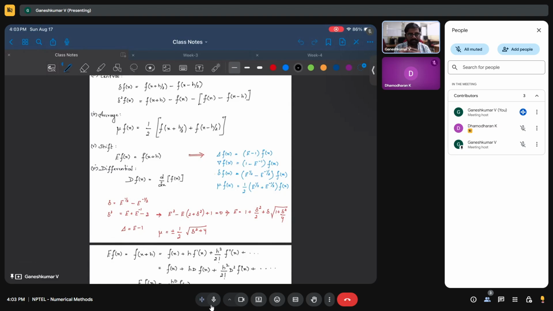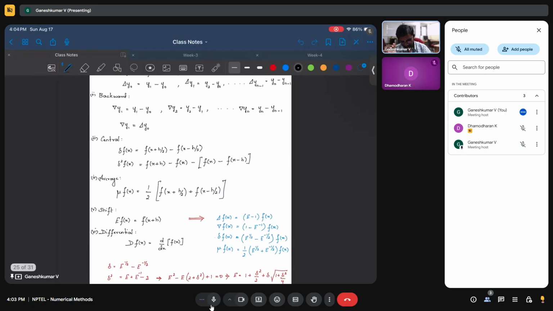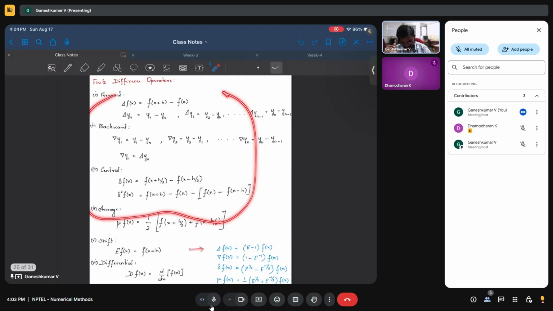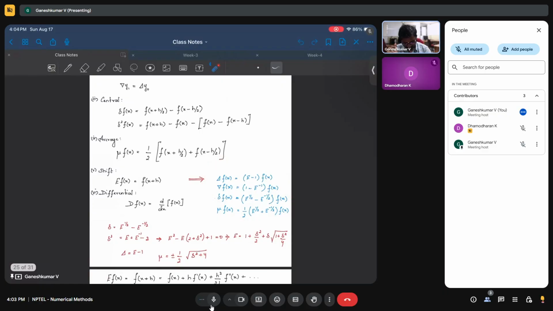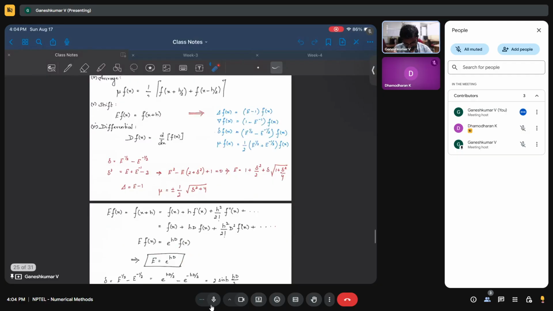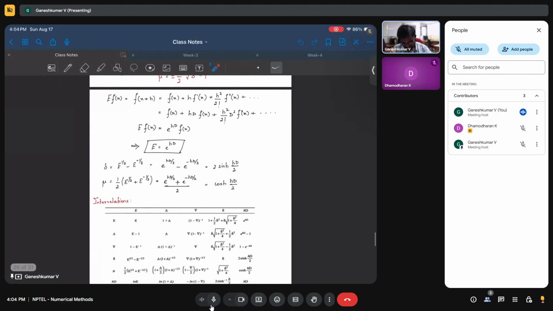And finally the shift operator. This is an important operator because it just shifts from one function value to the next, and you can express all these four operators with just the shift operator, and we expressed it like this. And then there is also the differential operator, which we didn't get into detail now. In future weeks you will find this. And then we tried to see how this shift operator behaves.